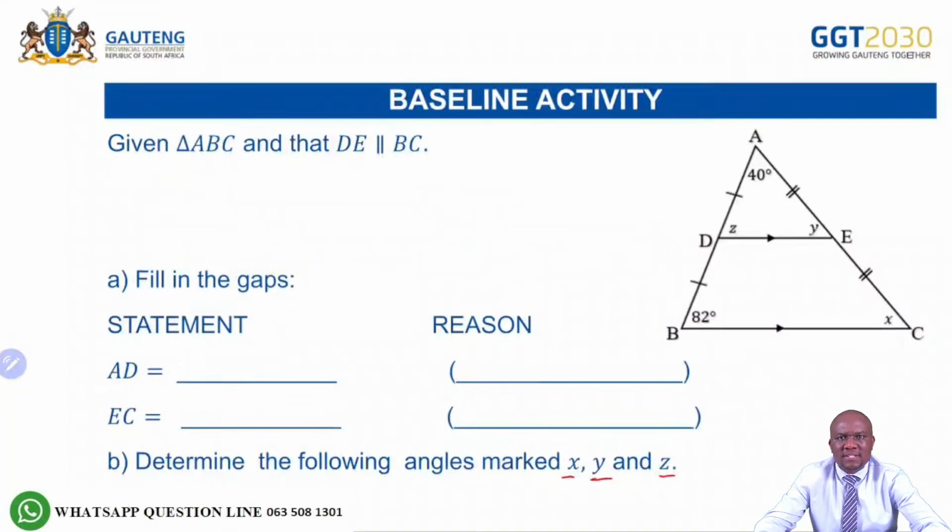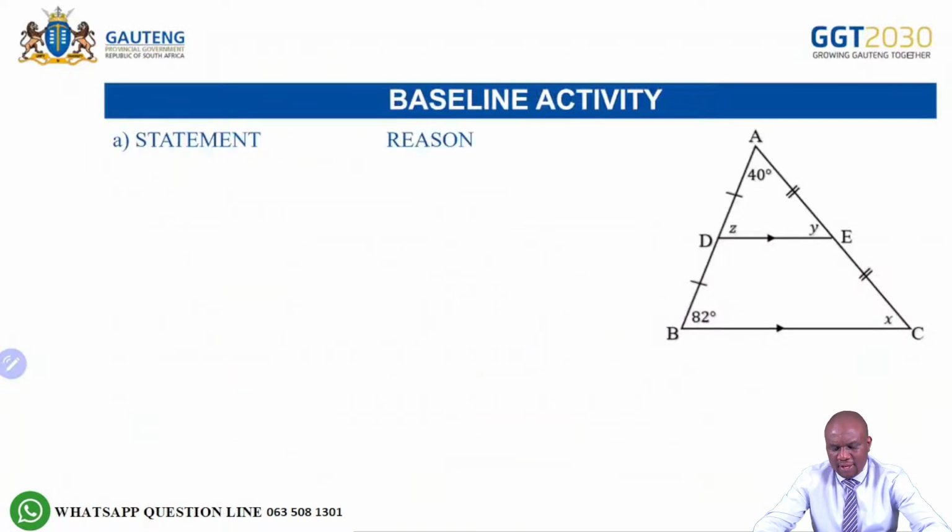Welcome back, learners. Let's mark our work. Right, AD is equal to what? AD is equal to PT. We can see from these symbols, isn't it? So we're given that AD is equal to PT.